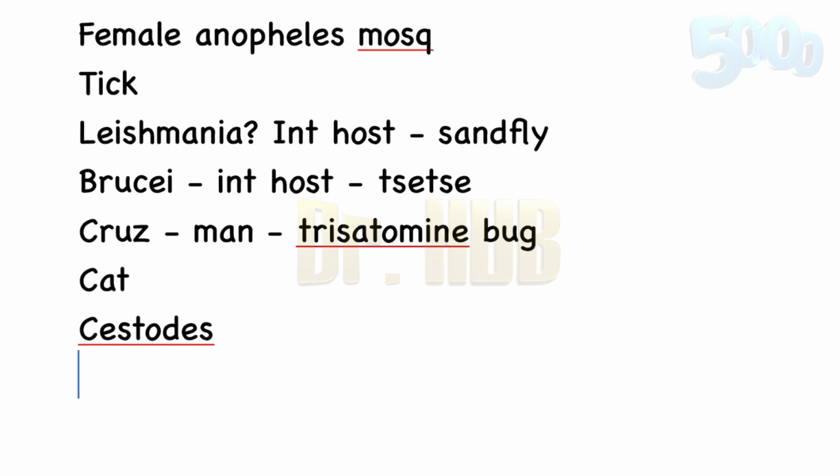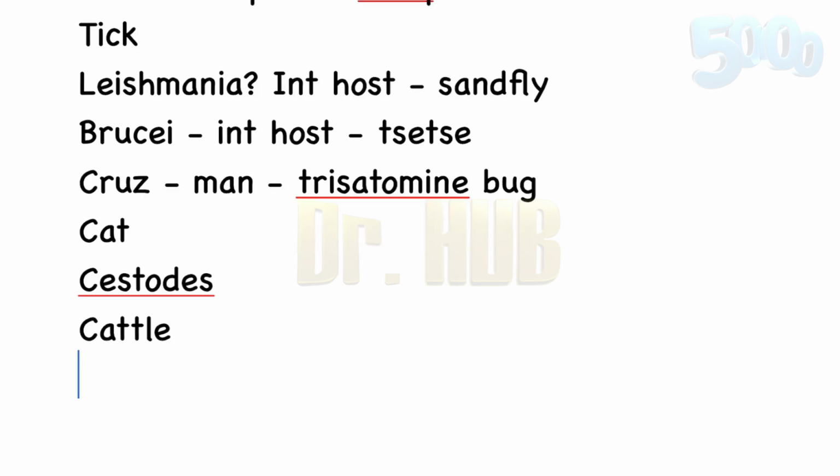In the cestodes, there's Taenia solium. Here the definitive host is the man. Taenia saginata, it is a man. So for Taenia solium, the intermediate host will be the pig, and for saginata it is the cattle, respectively.